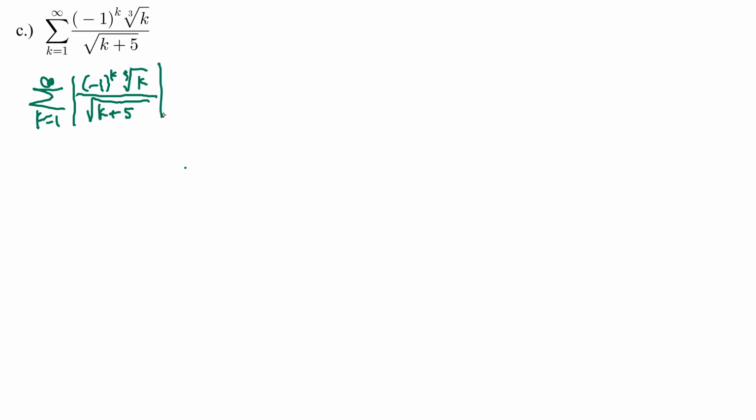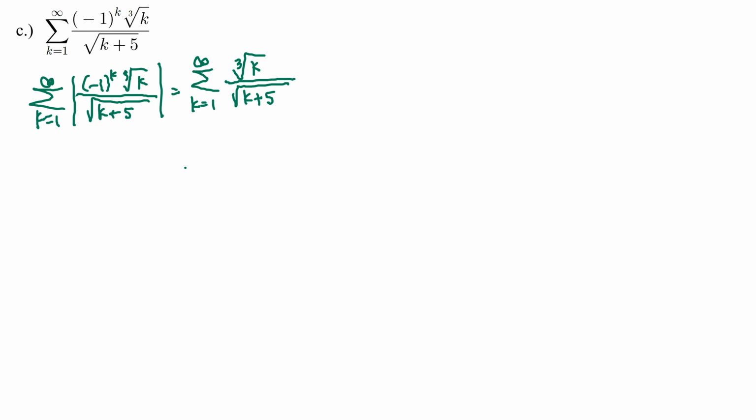The absolute value of negative 1 to the k is just 1. And because k is always positive, the cube root of k is positive, and the square root of k plus 5 is positive. So we can drop those absolute value bars. Looking at this with fresh eyes, we need to figure out a test to determine if this absolute value form of the series converges or diverges.